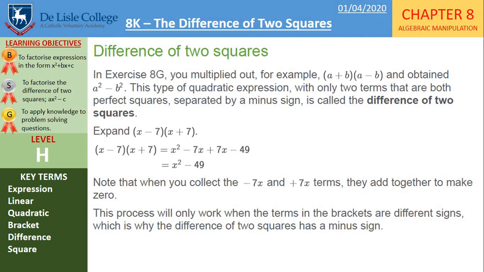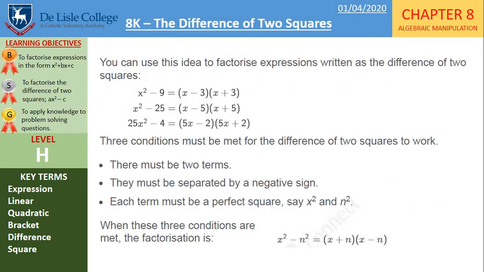So whichever method you use for expanding, you would end up with x squared take away 7x plus 7x take away 49. And those two terms in the middle cancelled out, the take away 7x and the plus 7x. So we're left with x squared take away 49. So we're going to be doing the reverse of this. So you can see some brief examples there. We'll go through those in more detail later on.